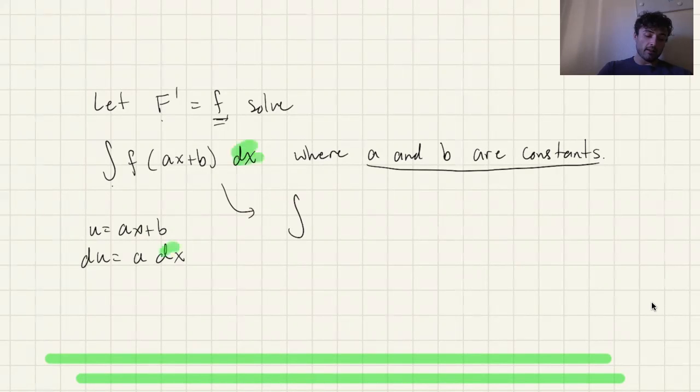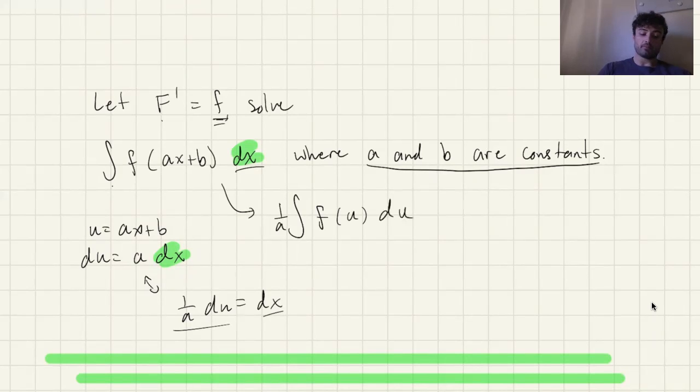Here's a dx. So let's solve for that dx by dividing the a over. I have 1 over a du is equal to dx. Okay, now let's do the substitutions. I have f of u, and this dx is gone. It's now replaced with 1 over a, which I'll put out front, times du.